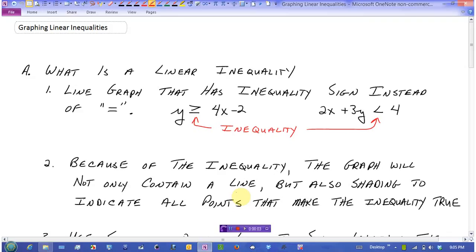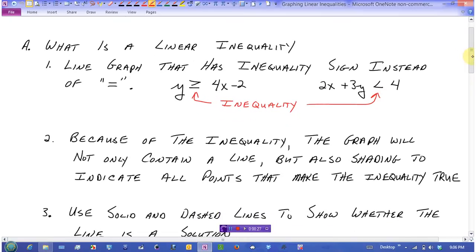What we're going to learn in this lesson is how to plot linear inequalities. We already know how to plot lines. The difference now is that these equations are not going to have an equal sign. They're going to have an inequality sign, like a greater than or equal to or a less than. And so that's going to be the difference in what we're plotting.